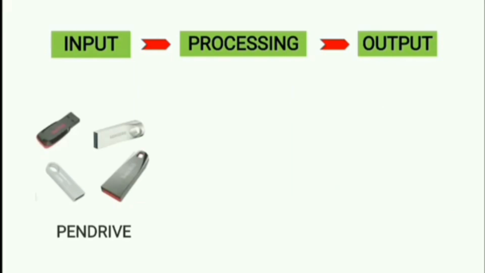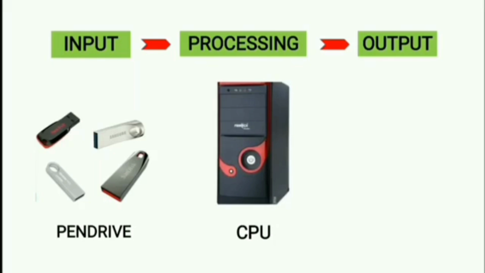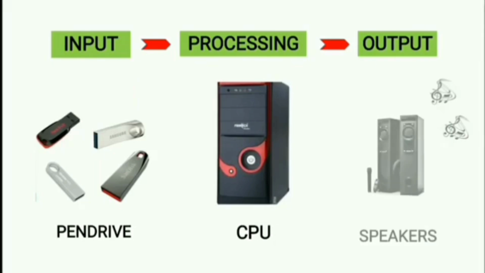Moving on to the next example, here I have another example of input device. What is this device called? These are pen drives. We use pen drives in our daily life. We use it to store information. We use it to store pictures, right? Videos, movies. All these data are sent to the CPU. The CPU will process all this data and it will give us the output.